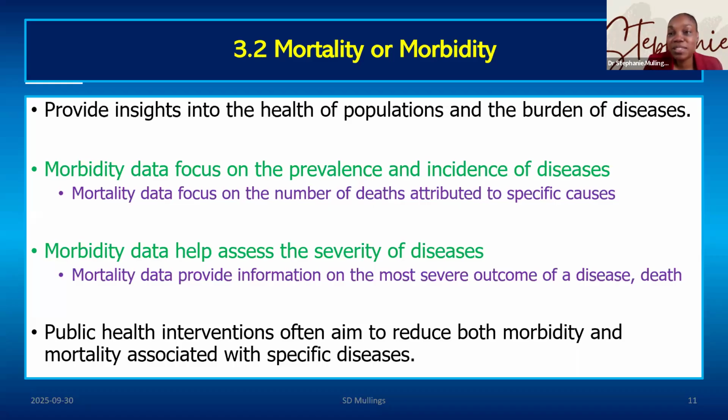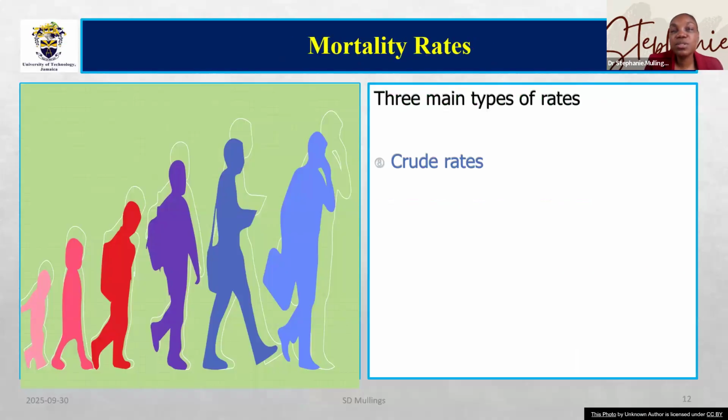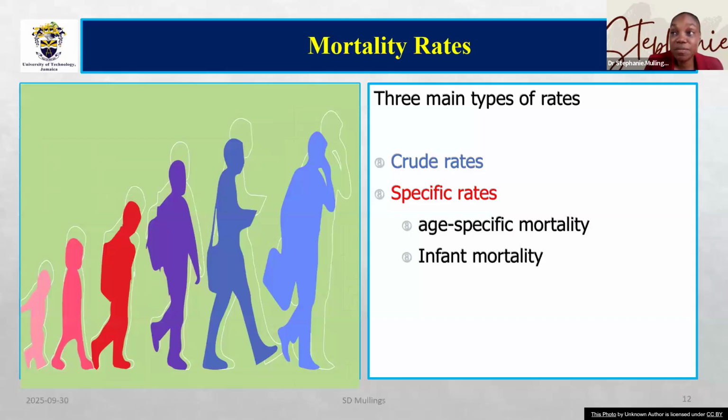If we can reduce morbidity, of course, we are therefore able to reduce mortality. So in terms of mortality, and that's death, we do measure what happens in the population. And there are three main types of rates that we measure. We measure crude rates, and we measure specific rates, examples of which may be age-specific rates and sex-specific rates. We could also have the infant mortality rate, which is considered to be a specific rate. And then the third type of rate would be the adjusted rates.